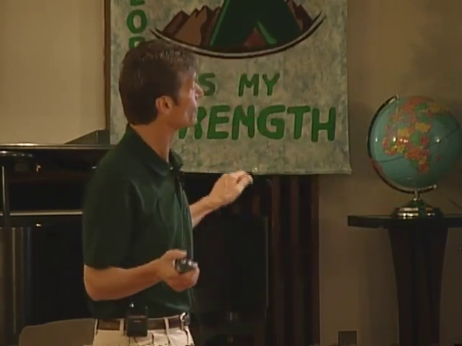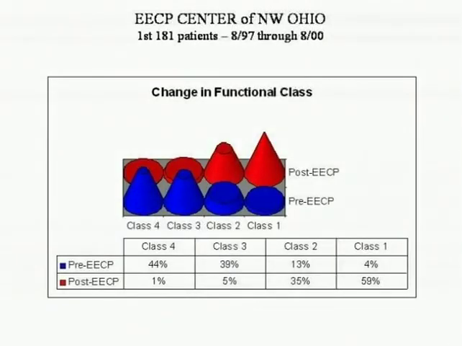Now, of our first 181 patients over the first 3 years, how well did we do? We wanted to make sure we were doing it correctly. We wanted to benchmark ourselves against the literature. 44% of our patients were in class 4, pain at rest. 39% were class 3, pain with 1 block or 2 flights of stairs. Post-EECP, only 1% are class 4, 5% are class 3. Our patients' symptoms improved appropriately.